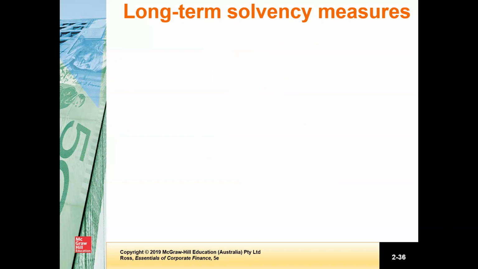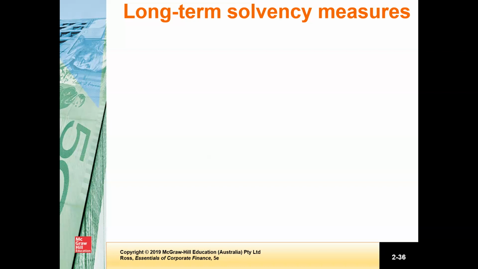The next one is long-term solvency measures, and they are also known as financial leverage ratios or simply leverage ratios. Okay. These ratios are intended to address a firm's long-run ability to meet its obligations, or more generally, its financial leverage. So try to understand the difference between the liquidity ratios that we discussed in the last slide and the long-term solvency ratios. The liquidity ratios measure a firm's ability to pay its short-term obligations, whereas these long-term solvency ratios measure a firm's ability to pay out its long-term debt or long-term obligations.